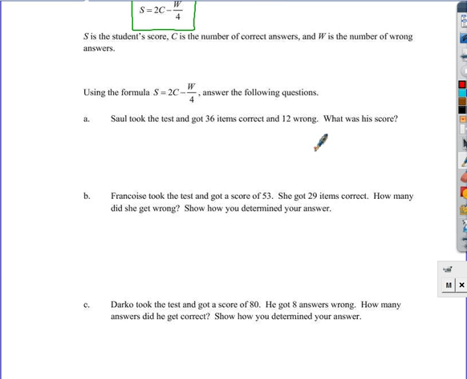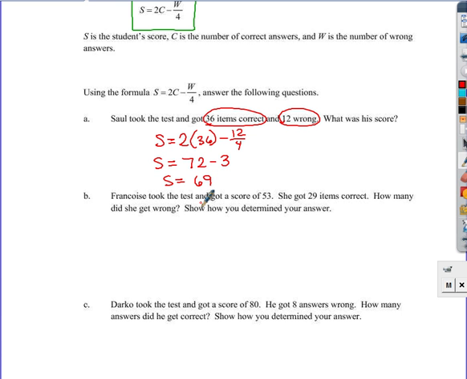So the first question tells me she got 36 items correct and 12 items wrong. So that means Saul gets (2 times 36 minus 12) divided by 4. We're trying to find out Saul's score. So we're going to multiply 2 times 36 and get 72. And 12 divided by 4 gives you 3. When you subtract, you get 69. So I need to answer the question, what was his score? His score was 69.